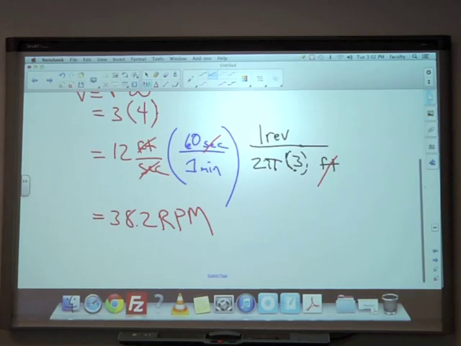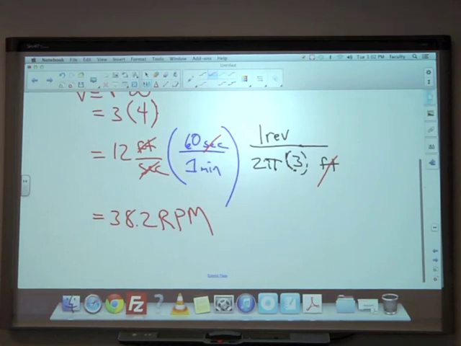So on your calculator, do it this way. Whatever you got in there, clear it out. All right, you should end up at 38.2. Is that what you got?